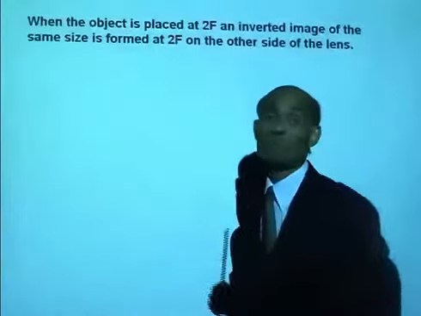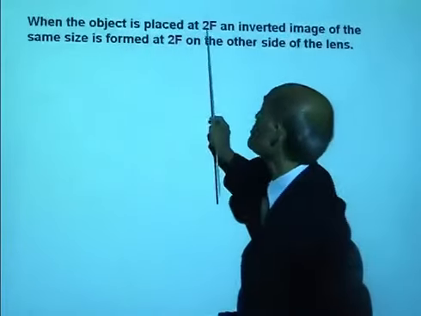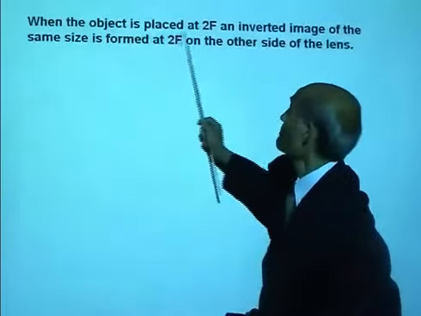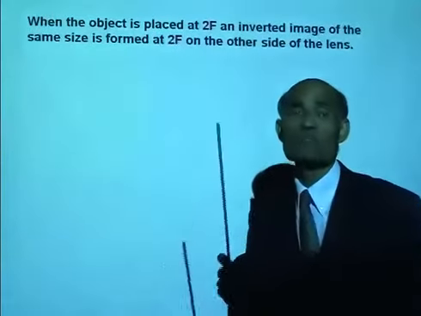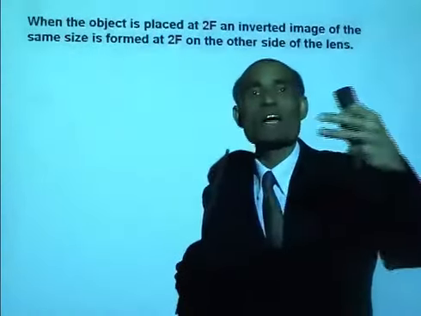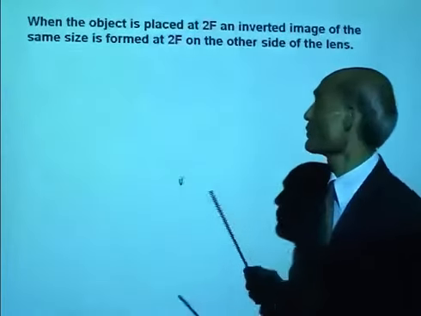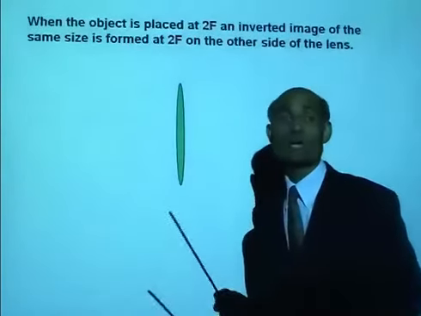Now, let's place the object at 2f. When the object is placed at 2f, meaning at a distance twice the focal length of the lens, where is the image formed?